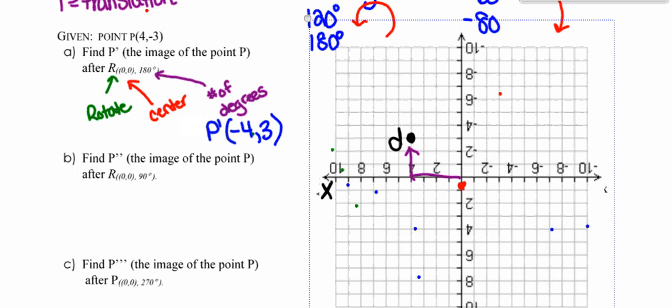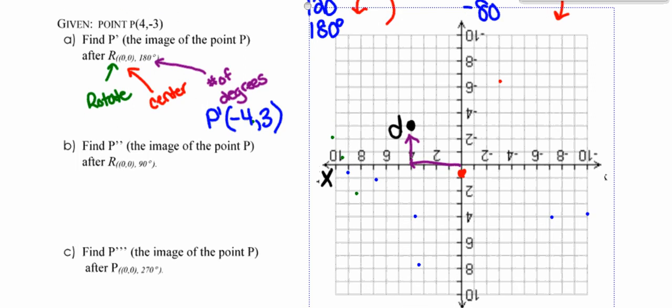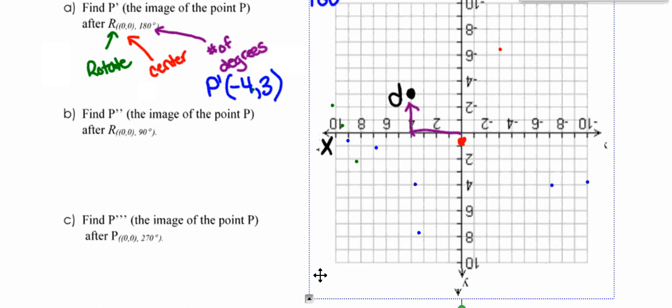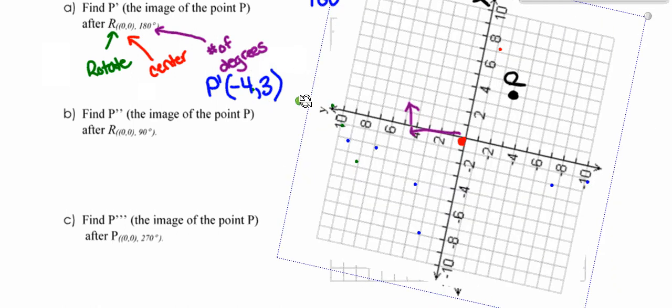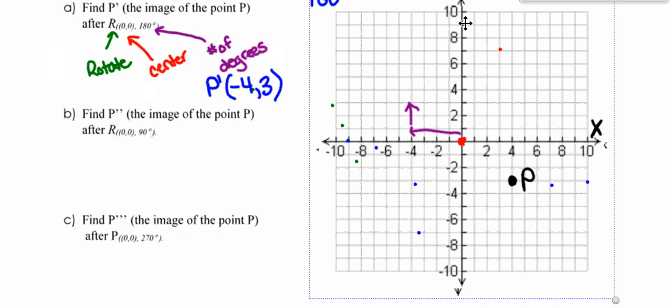So again, everybody else is going to stay put. The origin is going to stay put. Everybody else is going to turn around that origin. And then once that turn is complete, you'll write down the new coordinates. All right, I'm going to go ahead and set that graph back to where it started.